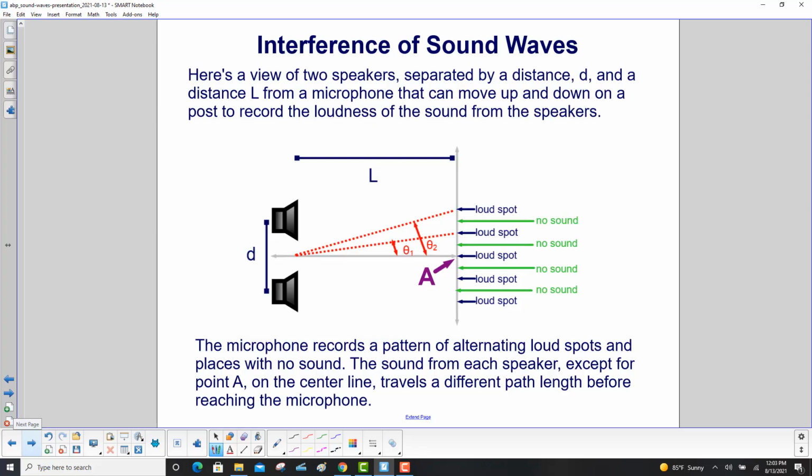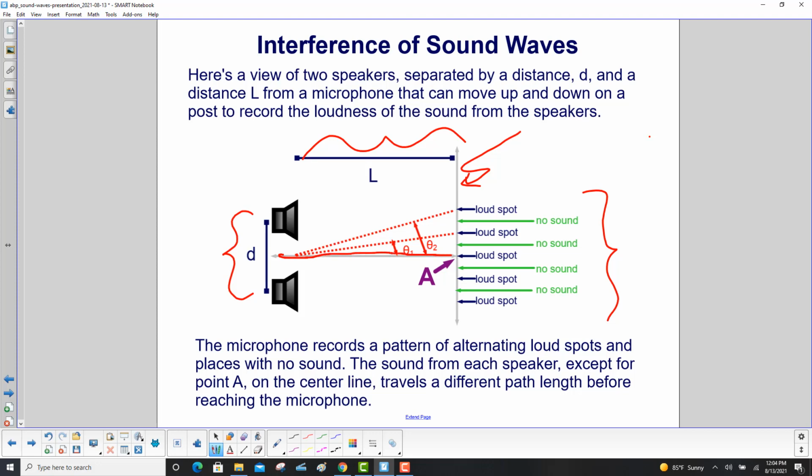Now we're going to get an equation for this. We have two speakers separated by a distance d and a distance L from a microphone. We're going to have the microphone moving up and down on that post there. Can you see that light gray arrow? That's going to record the loudness of the sound from the speakers. The microphone records a pattern of alternating loud spots and places with no sound. The sound from each speaker, except for point A on the center line, travels a different path length before reaching the microphone, so you get that constructive and destructive interference.